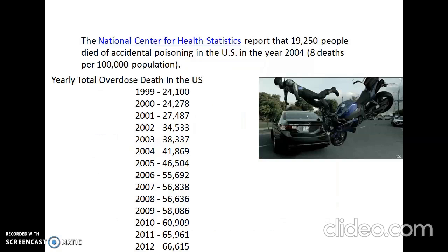The National Center for Health Statistics reported around 90,250 people died of accidental poisoning in the US in the year 2004, 8 deaths per 1 lakh population. Here I took the example of the US, and in the next slide you will come to know why exactly I took these examples, just to confirm the effects of poison. Once a poisoning happens, many people may recover, but we often come across deaths as well, depending on the dose of exposure. Here also you can see that in the current scenario the death rates are quite high in comparison to earlier days.